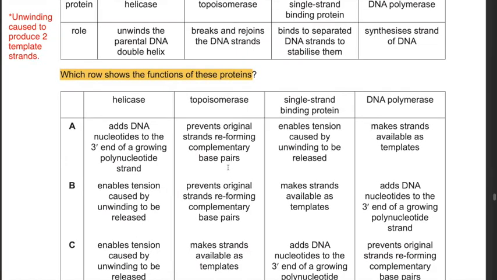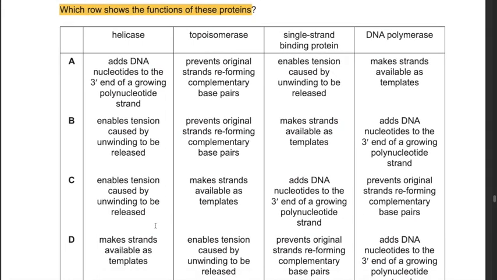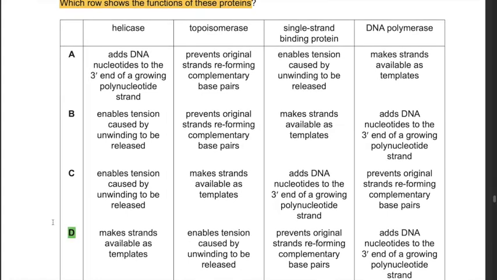And if you look at DNA polymerase, the role being to synthesize strands of DNA. What is the function of DNA polymerase? Well, DNA polymerase adds nucleotides to the end of a growing polynucleotide strand. Therefore, yes, D is a correct choice. Helicase makes strands available as templates. Topoisomerase enables tension caused by unwinding to be released. Single strand binding protein prevents original strands reforming complementary base pairs. DNA polymerase adds DNA nucleotides to the 3' end of a growing polynucleotide strand.